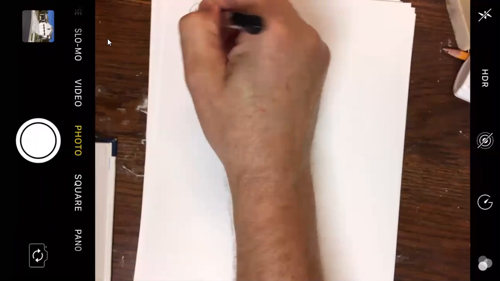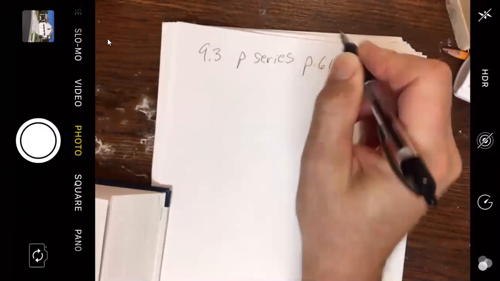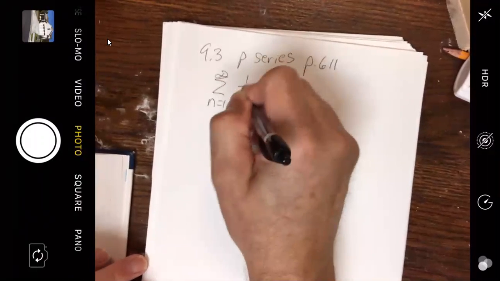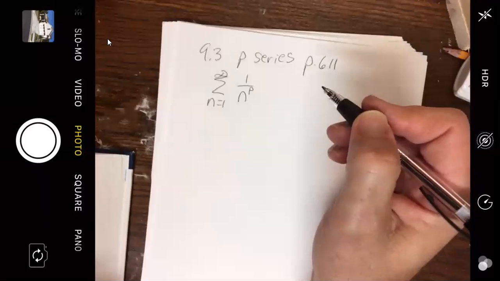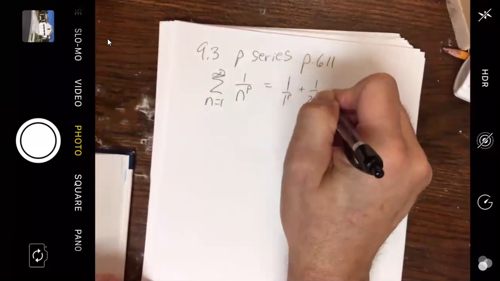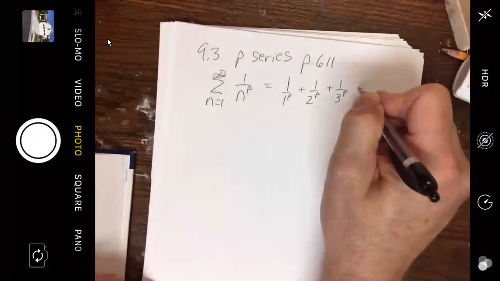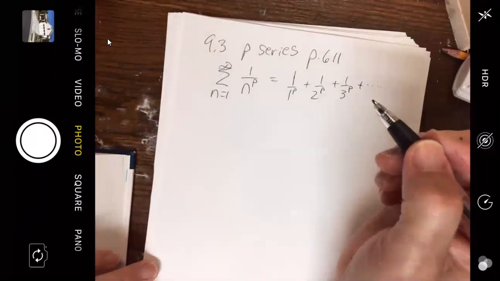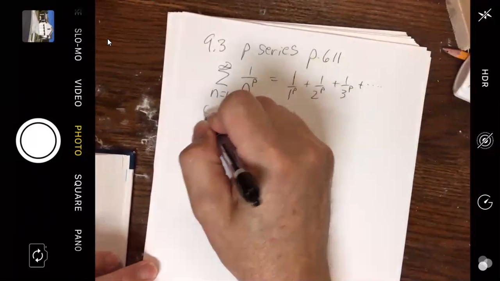Okay, there's one other kind of series they show you, and that is the p series. This is still 9.3, p series, page 611. Sum n equals 1 to infinity of 1 over n to the p. That is 1 over 1 to the p plus 1 over 2 to the p plus 1 over 3 to the p. So they call this a p series.